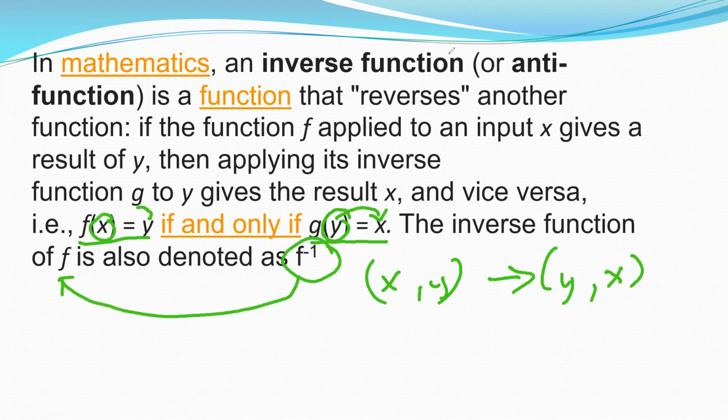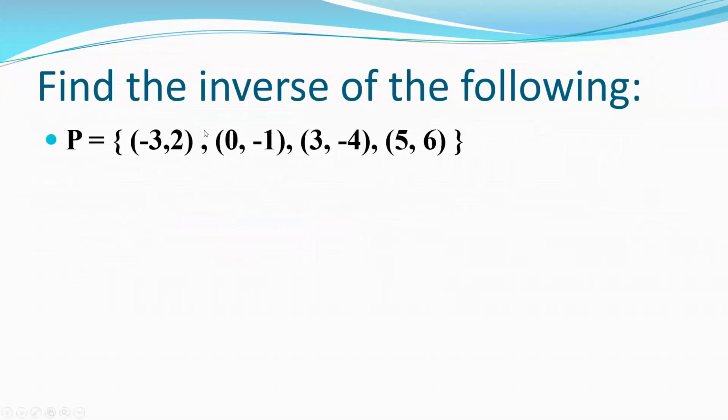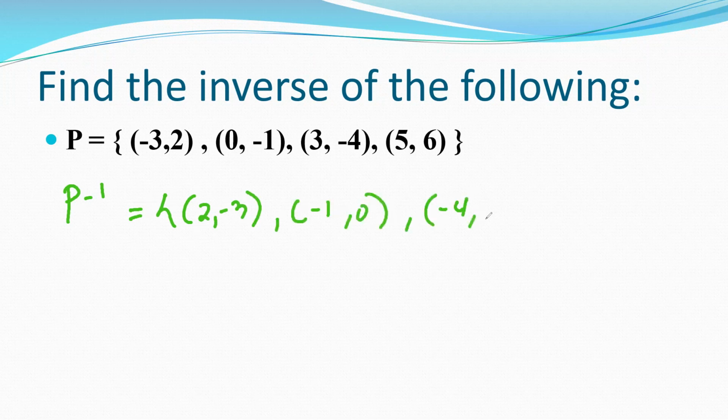So to give you an example of how to get the inverse of a function, let's have an example here. Find the inverse of the following. The given function to us is a set of coordinates. To get the inverse of this, we simply interchange the position of x and y. So P inverse is equal to (2, negative 3), (negative 1, 0), (negative 4, 3), (6, positive 5). So the inverse of this function is this one.